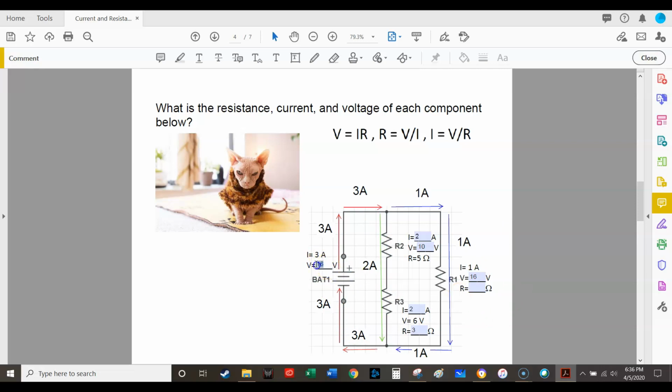Well, now we know the voltage there. We don't know the resistance. We want to calculate that. So we need to calculate the resistance for R1. Voltage divided by current. 16 volts divided by 1 amp is going to be 16 ohms.